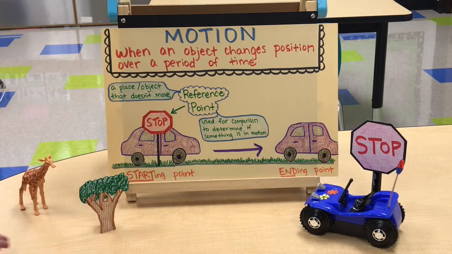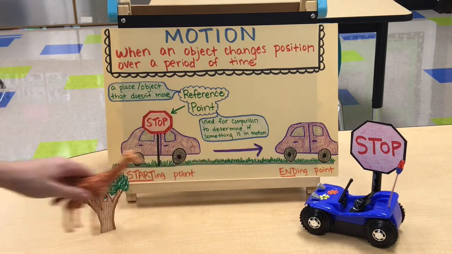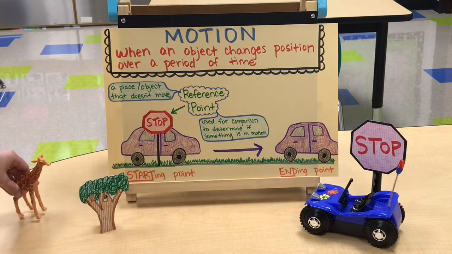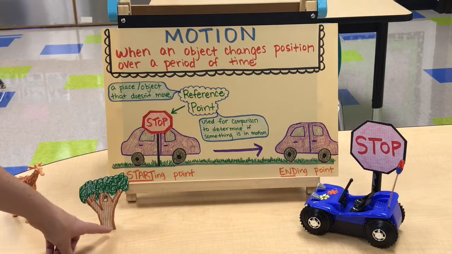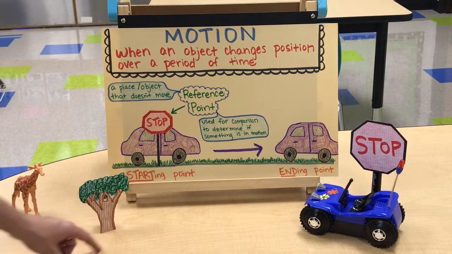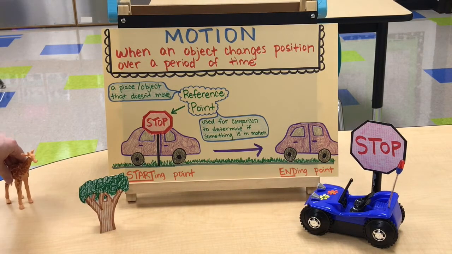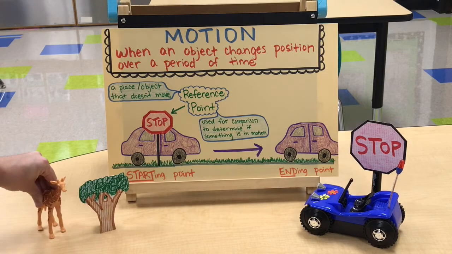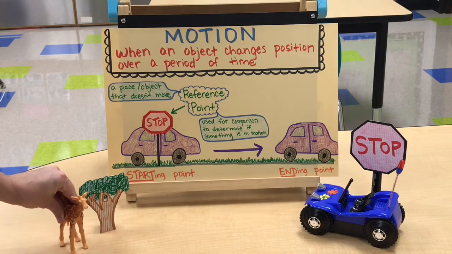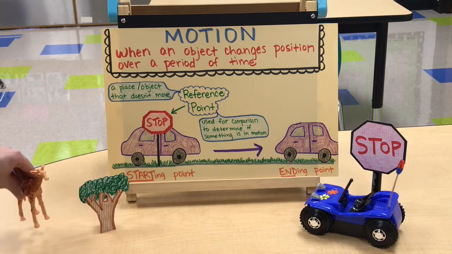When we talk about motion, you have to keep a few things in mind. Motion means when something moves from one place to a different place, but you have to compare it to a reference point. So take my giraffe, for example. My tree is stationary. It's not moving when we go outside in nature because trees don't move. But my giraffe, which is a living object, can move. So it is getting closer to the tree. That's the motion or the movement of my giraffe.